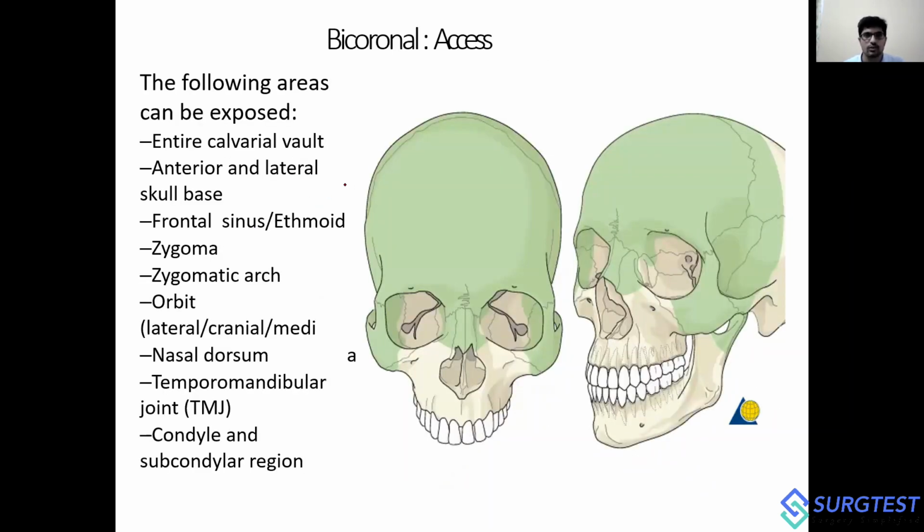It gives access to most of the cranial vault bones, and also the zygoma, and also the fracture of the frontal bone. Except for the mandible and the maxilla, and also part of the infraorbital rim, we don't have access through this bicoronal approach. Also the temporomandibular joint we can approach through this bicoronal approach.